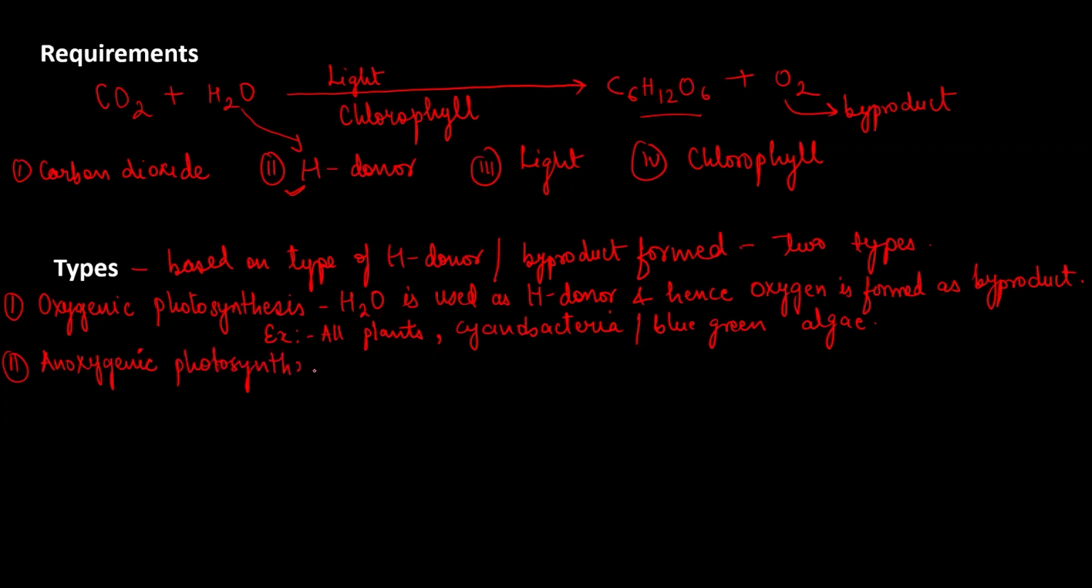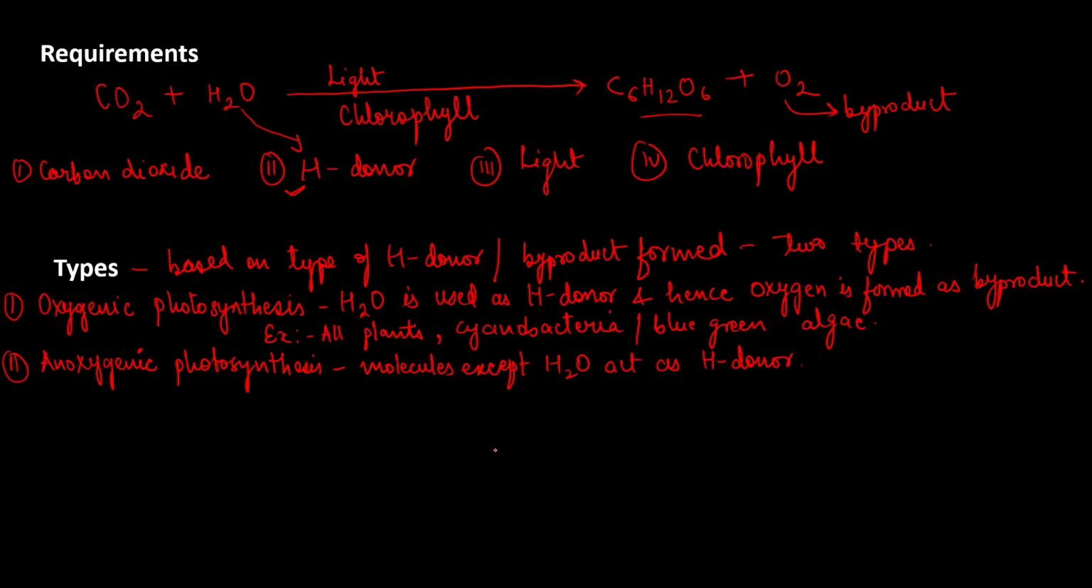Now, what happens in anoxygenic photosynthesis? Here, oxygen does not form as a byproduct. So in this type of photosynthesis, no oxygen molecule is formed. Why? Because in this case, water is not the hydrogen donor. So the molecules except water act as hydrogen donors. And because of this, the oxygen is not formed, and hence it is known as anoxygenic photosynthesis.